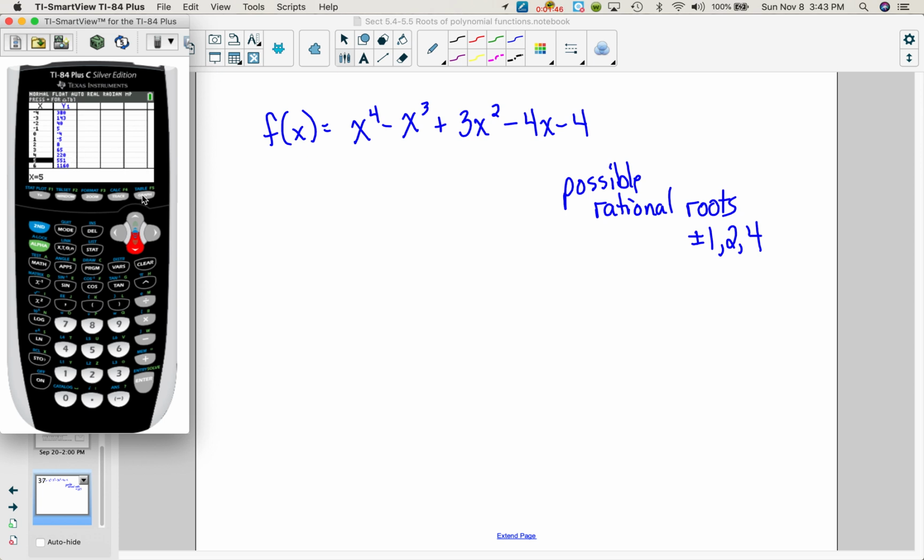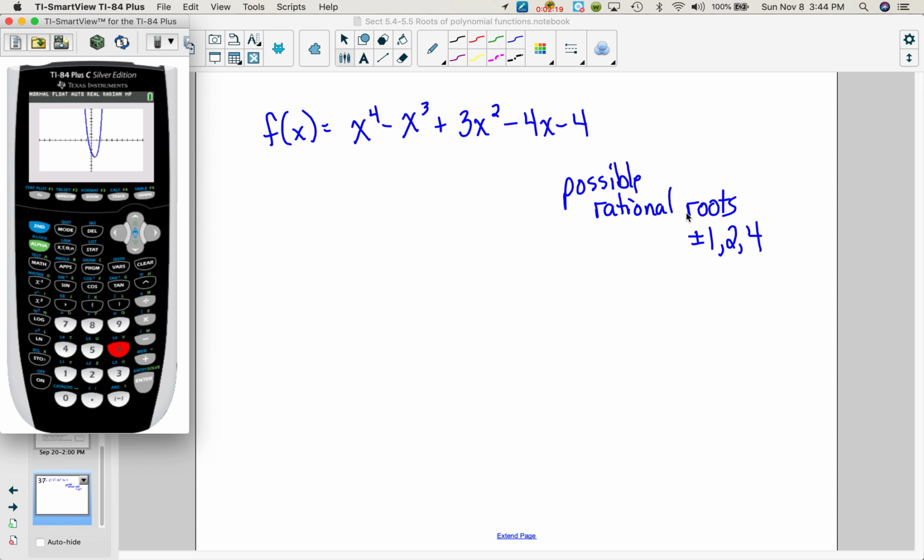So now I'm going to go ahead and graph this. If I zoom 9, oh, I didn't mean to do zoom 9. That was for stats. Zoom 6, let's try. So here is my graph. We can see it does have a root, it crosses. We know that it does cross, but they're not rational roots, so I can't find them with synthetic division. So if we didn't have any other information, we wouldn't know what to do at this point.